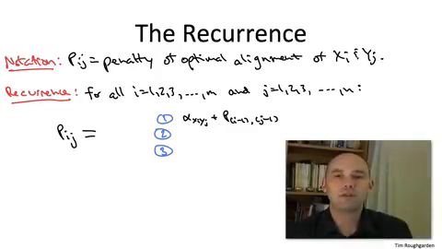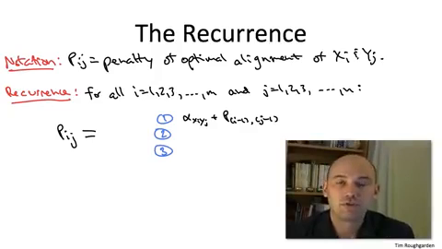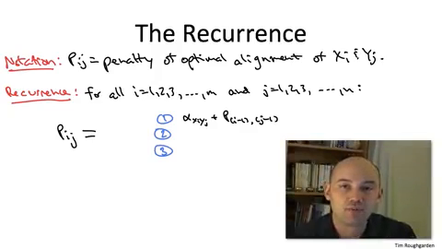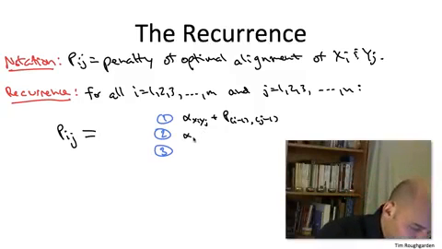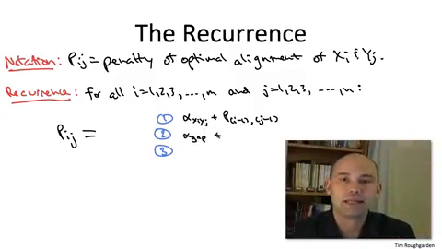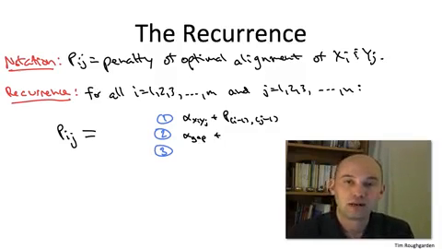Case 2 is where the last letter of the first string, that is little x sub i, gets matched with a gap. In that case, the penalty of the corresponding alignment is the penalty of a gap plus whatever the optimal alignment is of the first i minus 1 letters of capital X with the first j letters of capital Y.